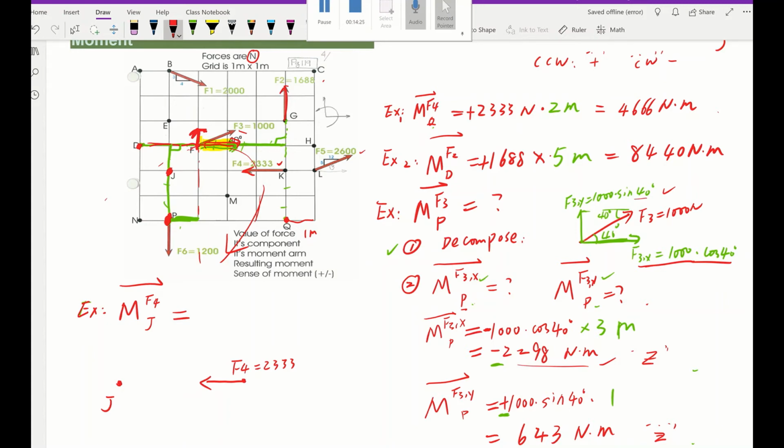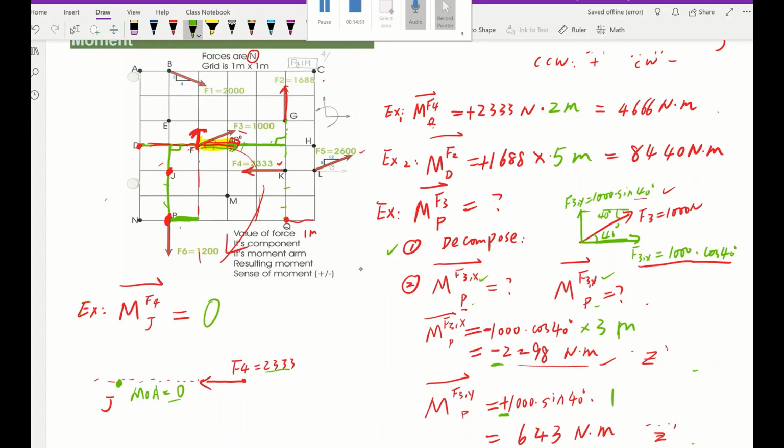What's the moment arm? If you were to extend this force and draw from the rotational point a line perpendicular to this force, which is right down here, what is the moment arm? The moment arm is 0. So in that situation, you have force times moment arm, that's going to be equal to 0.